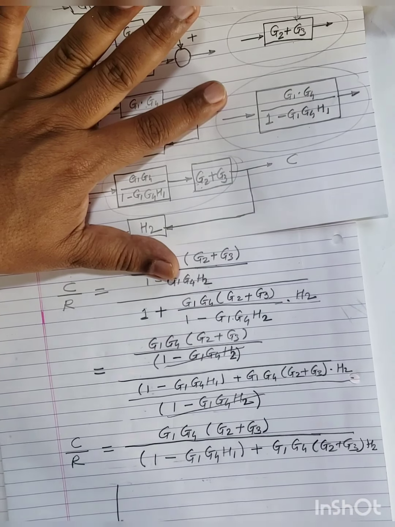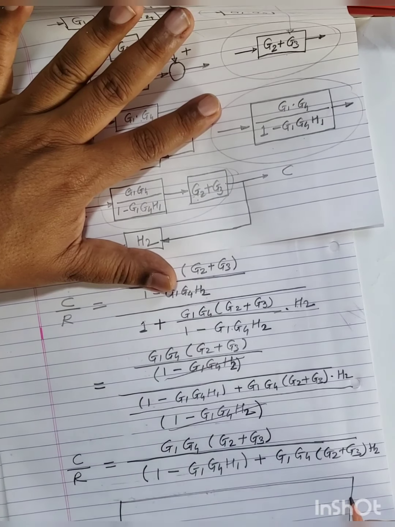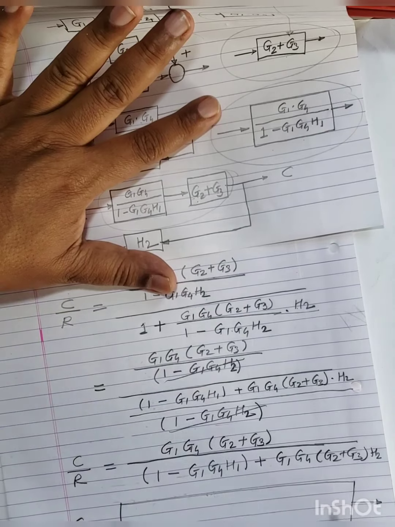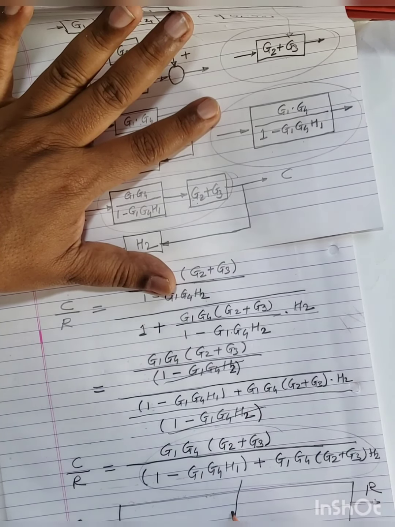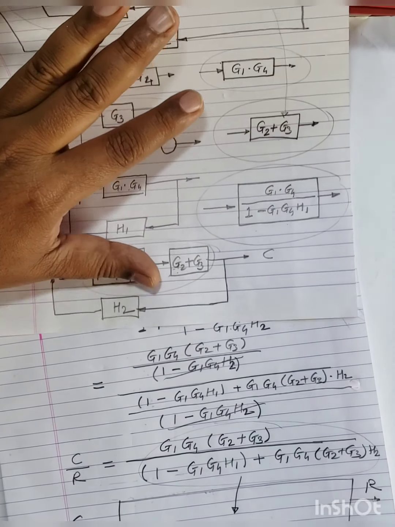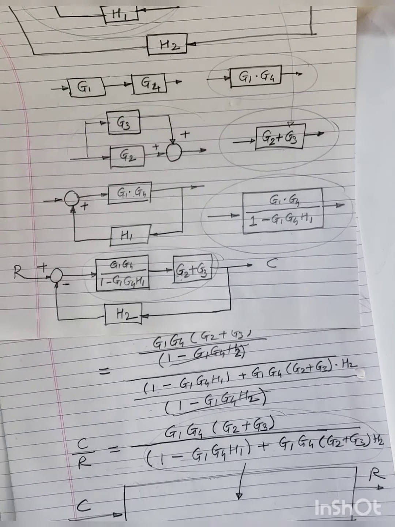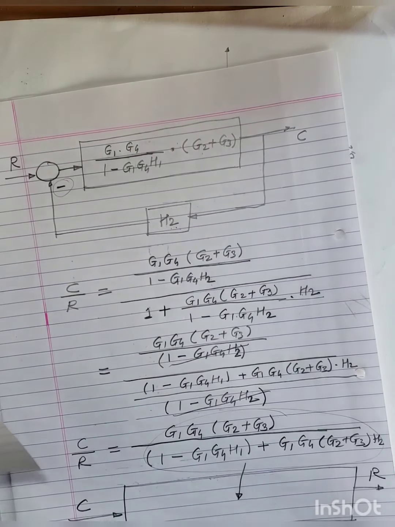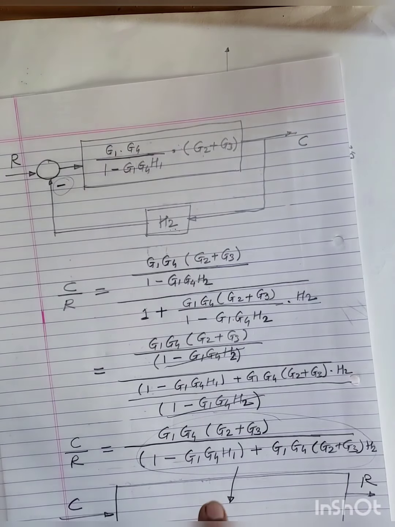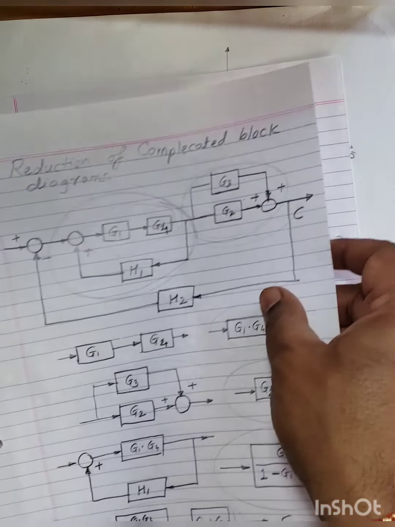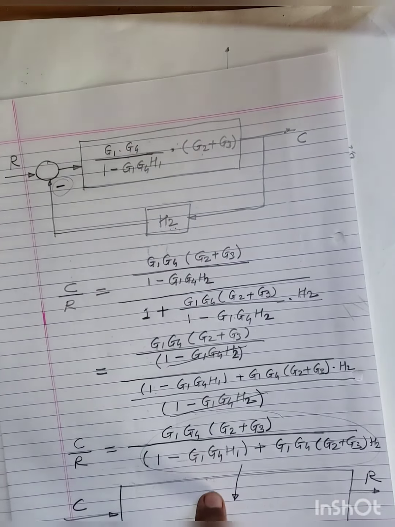I will write it down as it is. This input is R, output is C, and I will write all this into this block. So this is a simple reduction of a complicated block diagram. I hope you had recollected this. So this complicated diagram we had converted into this block diagram.